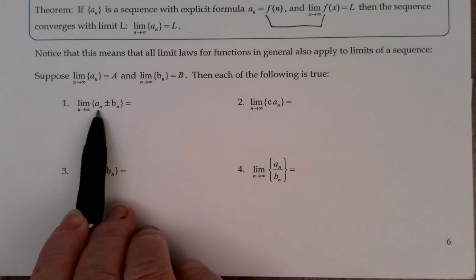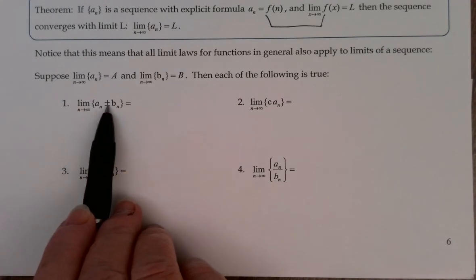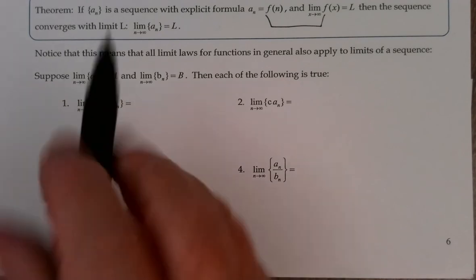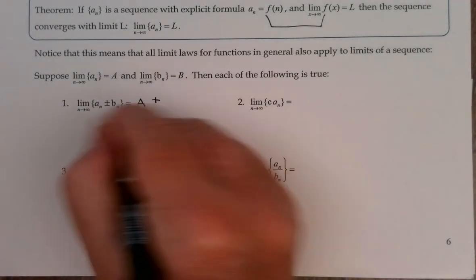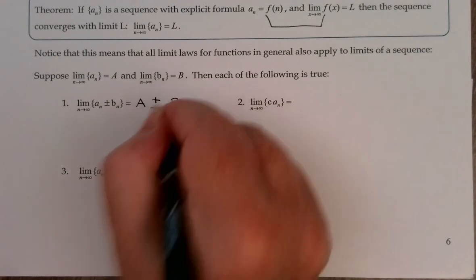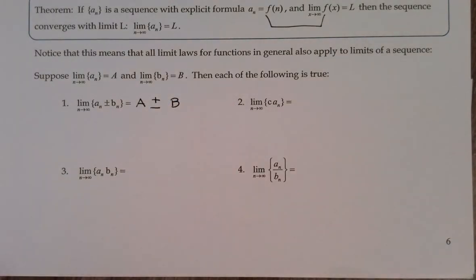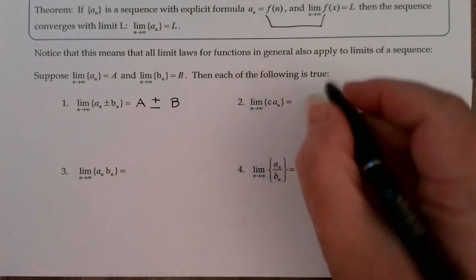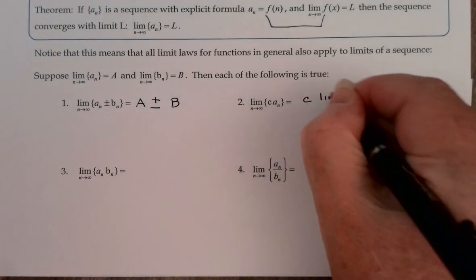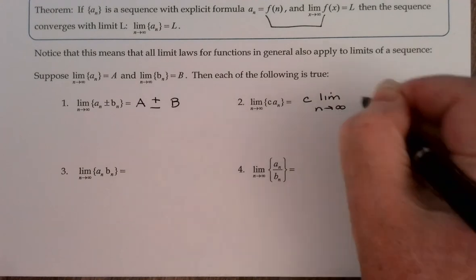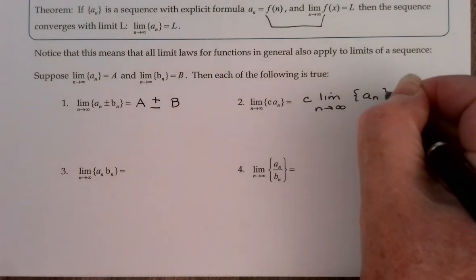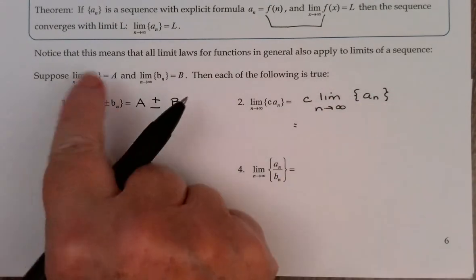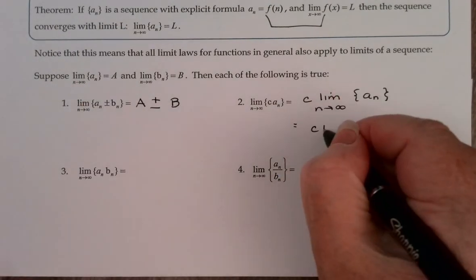The limit of the sum or difference, a sub n plus or minus b sub n, would just be the first limit, a, plus or minus the second limit, b. Constant multipliers can be pulled out of the limit. So we're just going to get c times this limit, which is what we were calling a.